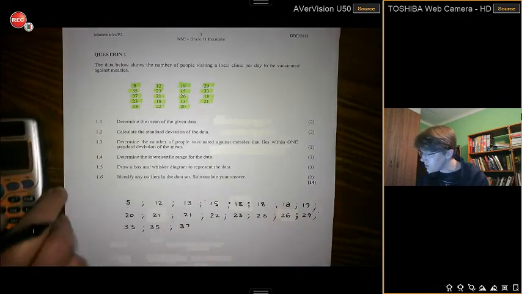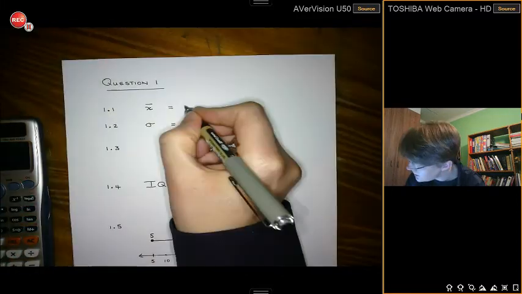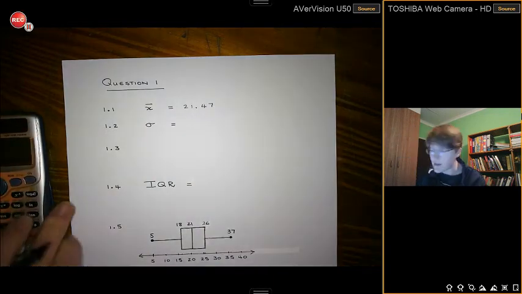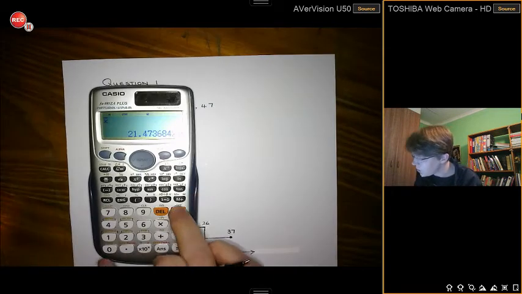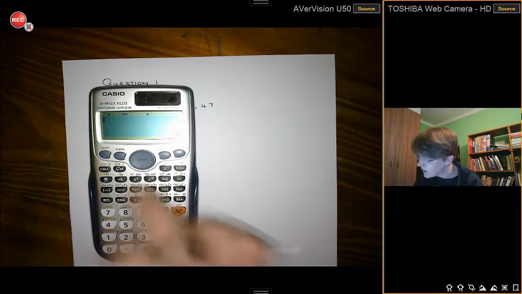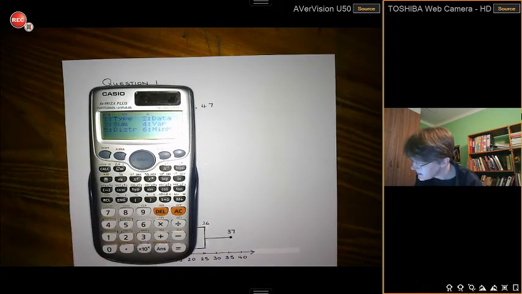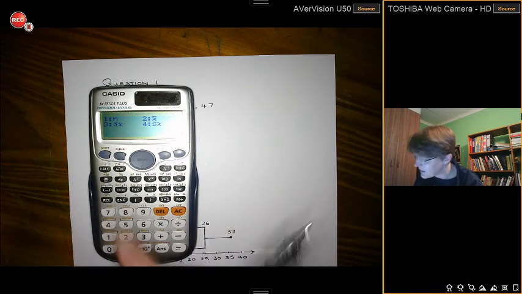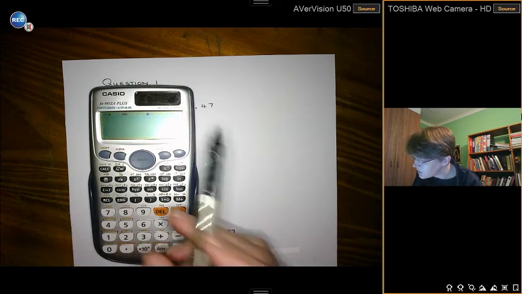So the mean of the given data is then 21,47. Then I can press the AC button again, and all the data is already there. I don't have to enter it again. Just Shift, Stat, 4 for variance, and then I've got sigma x over there, which is my standard deviation, and that is then going to be equal to 7,81.